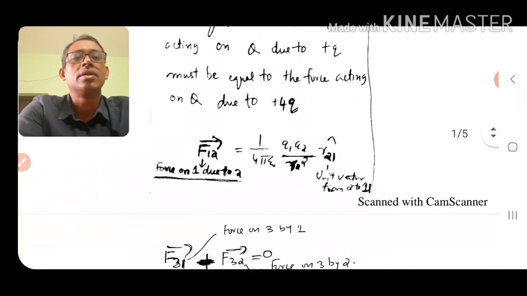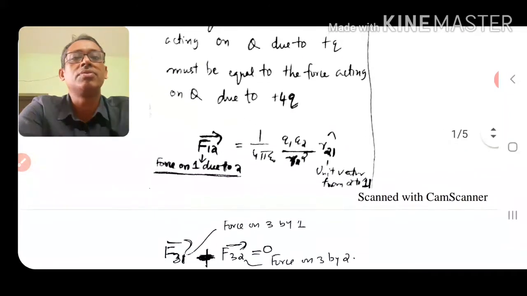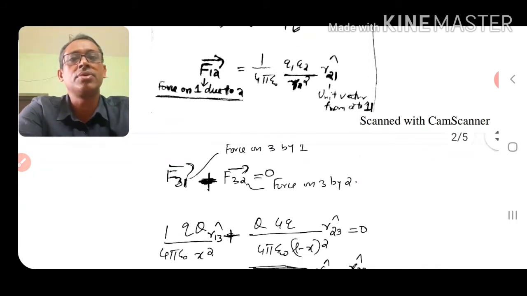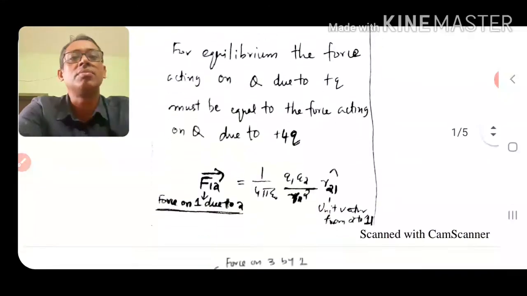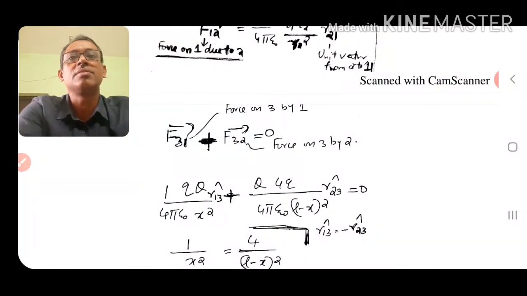So here, what we are doing is the net force acting on the third charge is equal to 0. F31 is the force acting on the third charge by the first charge. F32 is the force acting on the third charge by the second charge. Their vector sum is equal to 0 when charge 3 is in equilibrium.